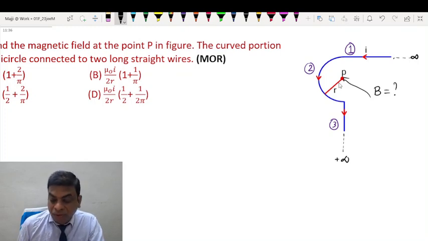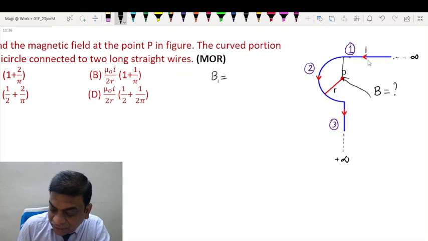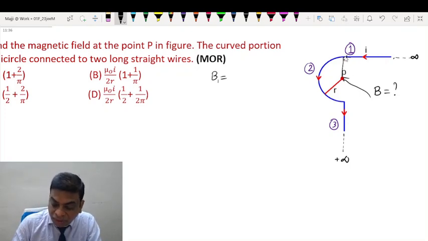You have to be very careful because B is a vector quantity. As per the directions, you have to add them and obtain the result. So I'll write B1. What is B1? If you drop a perpendicular from here, this wire 1 is a semi-infinite wire. We call it a semi-infinite wire because when you drop a perpendicular onto the wire, the foot of the perpendicular lies exactly at one end, the other end is at infinity. Such a situation is known as a semi-infinite wire.